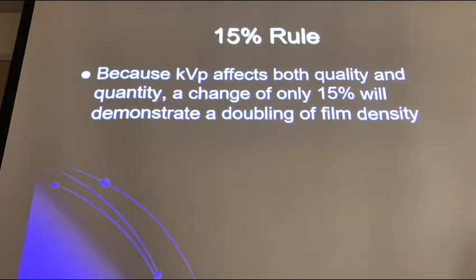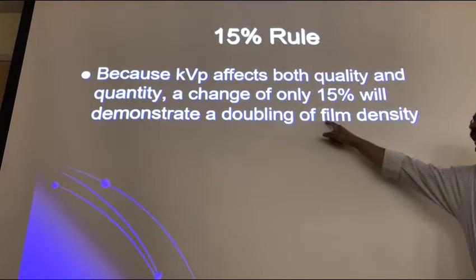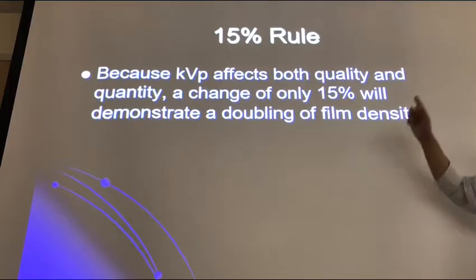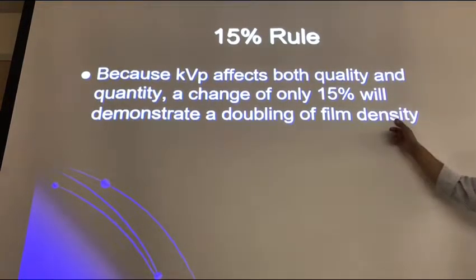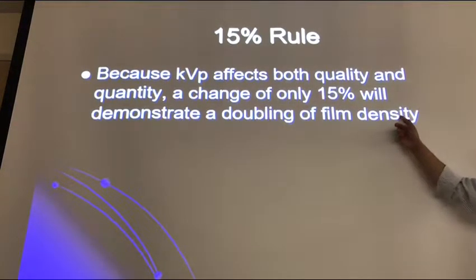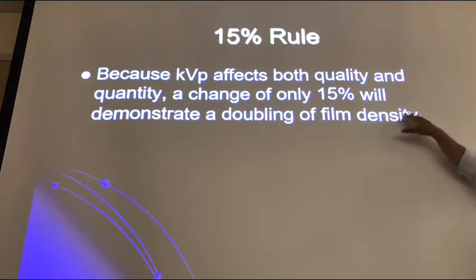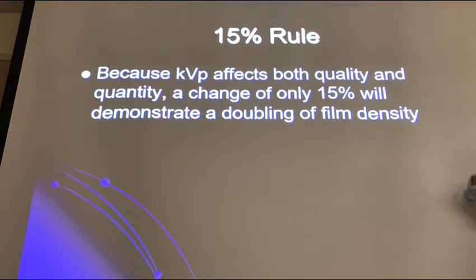So, your technologists have been saying, okay, the 15% rule, we're going to apply. Maybe they're a little bit confused, okay? So let me explain it. Because KVP affects both quality and quantity, a change of only 15% will demonstrate a doubling of the film density, underlying film and underlying density. What did I say about computerized systems and density? We changed this to exposure, okay? But not to density.